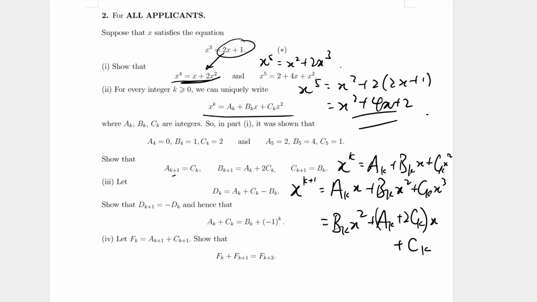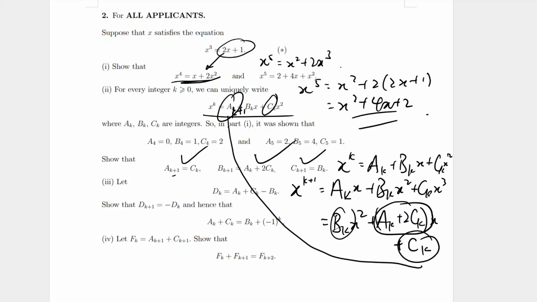So I should be comparing the k plus 1 version, right? So a(k+1) is c(k) by comparing constants. So that's good. How about b? b(k+1) is a(k) plus 2c(k). That's also good. And lastly, c(k+1) is b(k). Okay, so all done. Sweet.